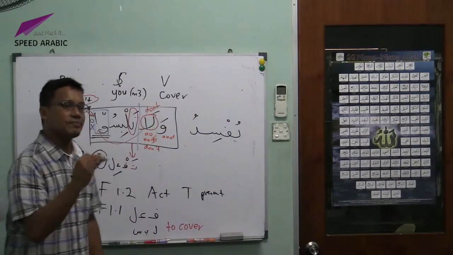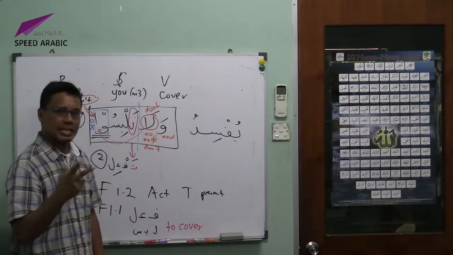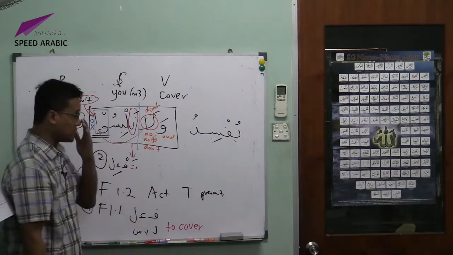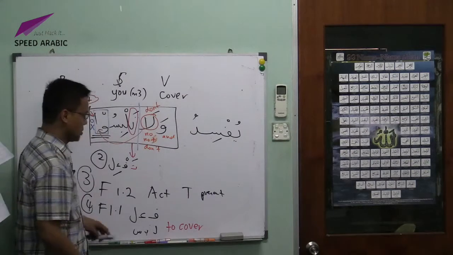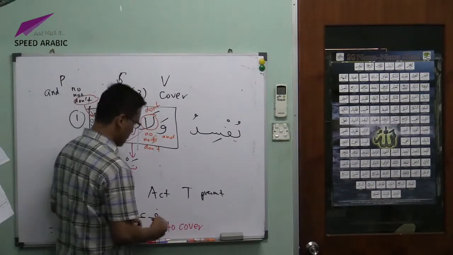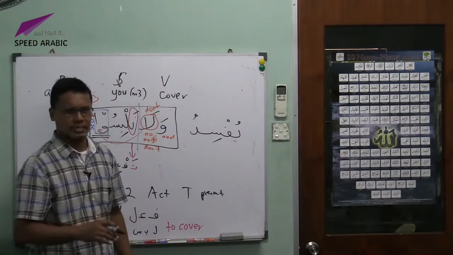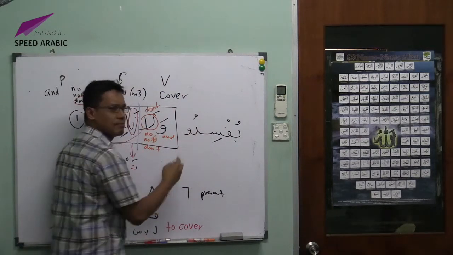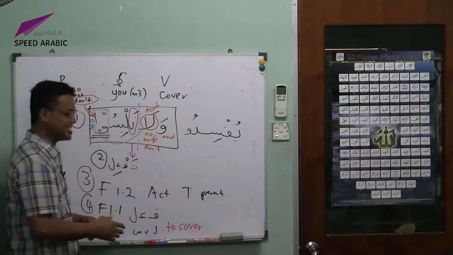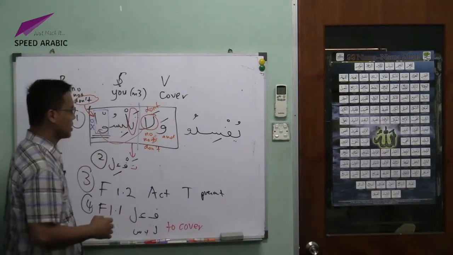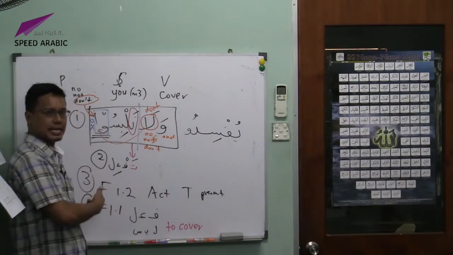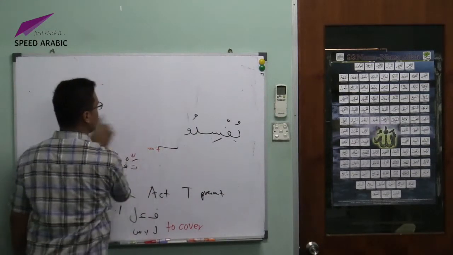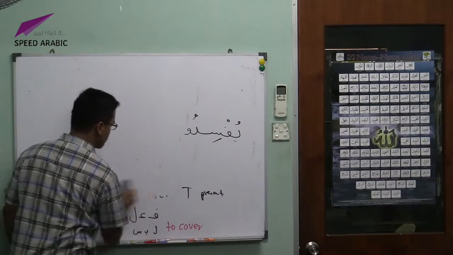Let's take a verb that needs a two-step search, which is yufsidu. Let's do yufsidu. We make it a bit more complex, yufsidu nahu, so that you learn more. Can I erase this? So yufsidu nahu. We will do this together.